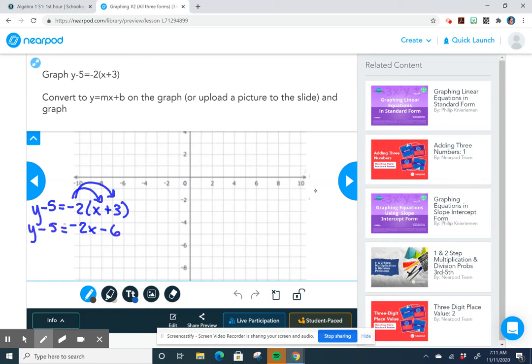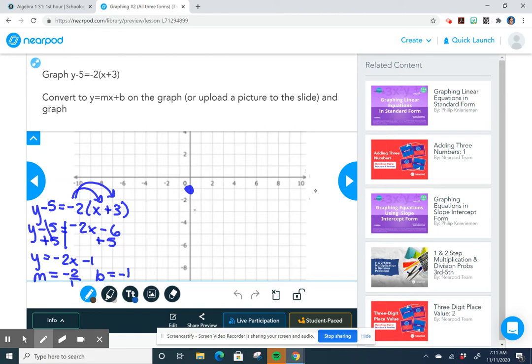Now, after you distribute, it's just a mini undo process. We're going to undo that -5 by adding 5. So once you have that, you have -2x minus 1. So then it's in slope-intercept form. So just like the previous problems, you can pull out the m and you can pull out the b. The b in this case is -1.